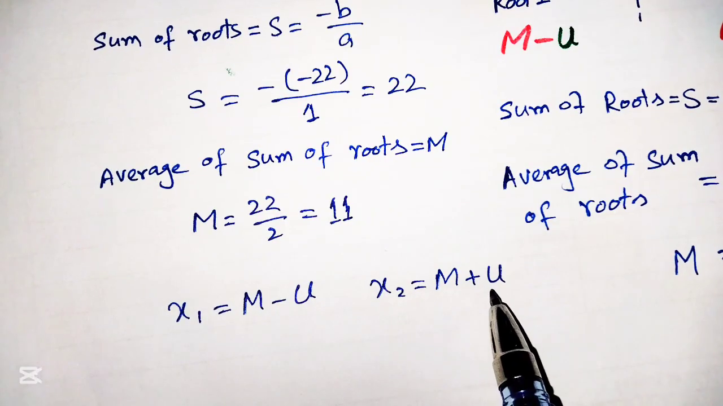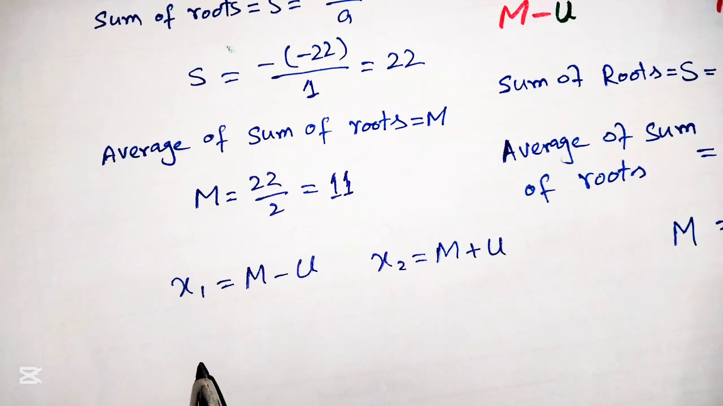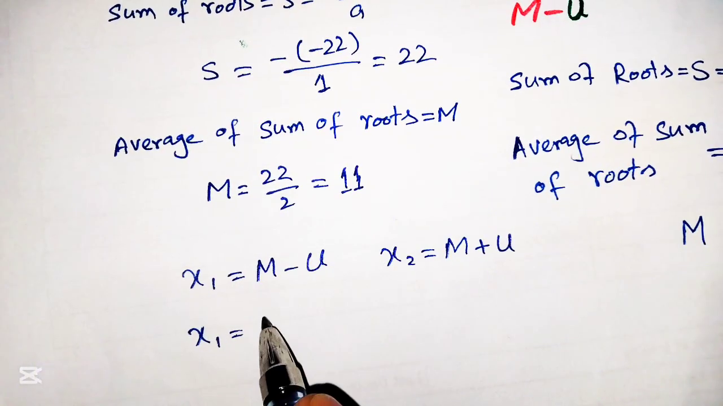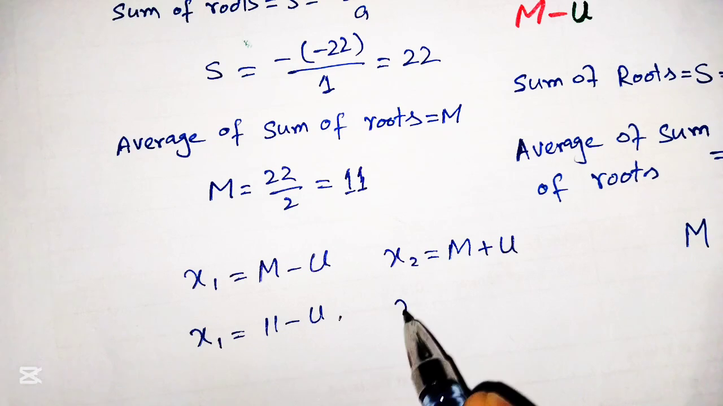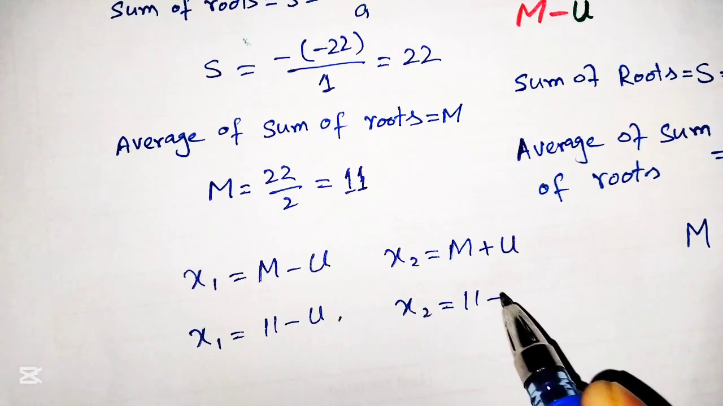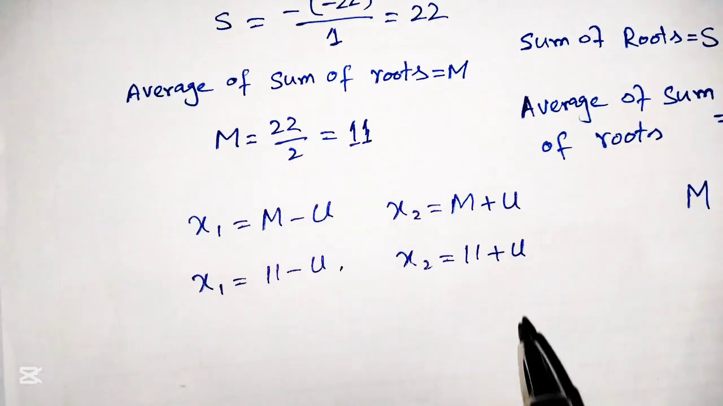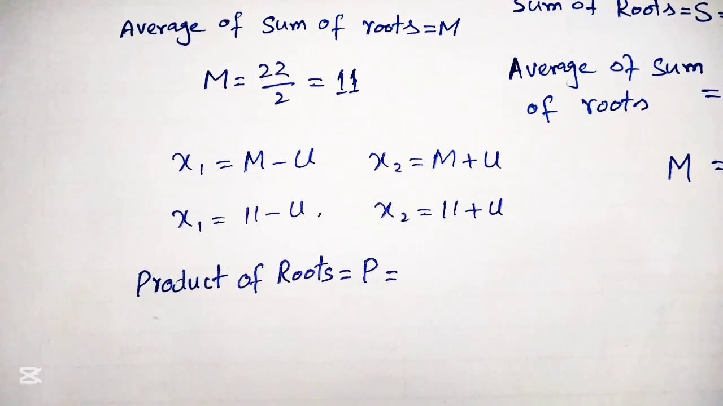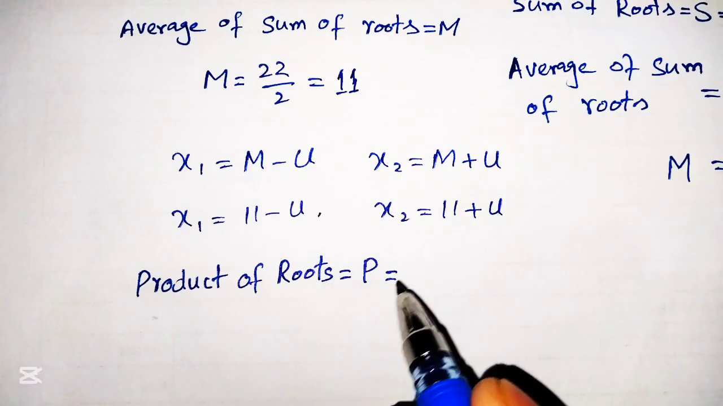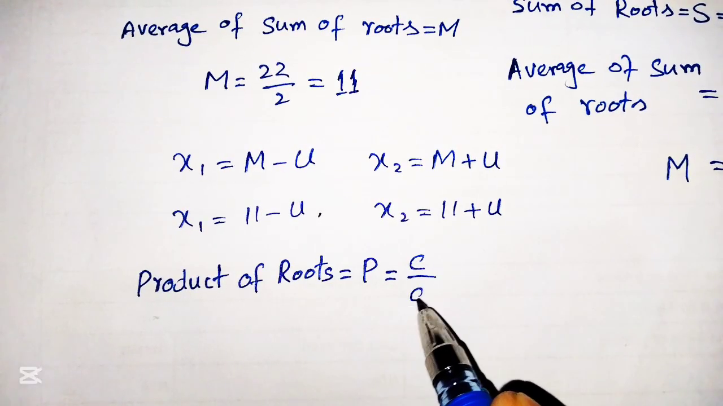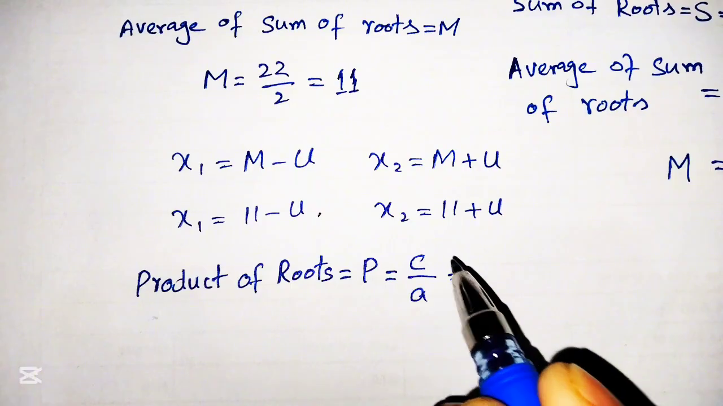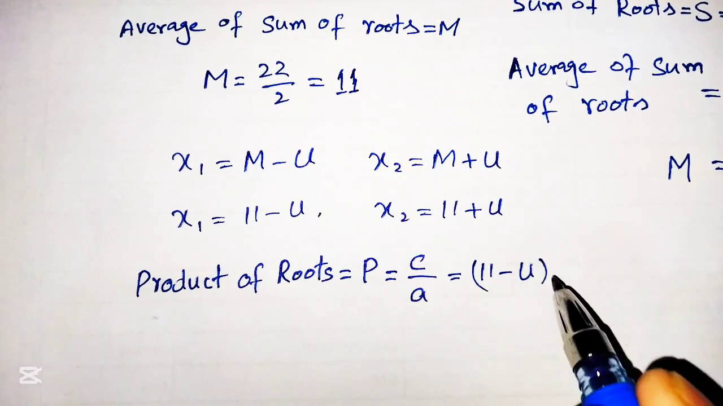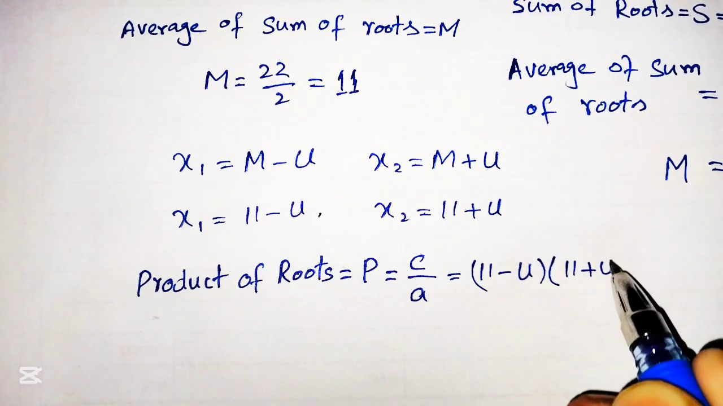Now we will find the value of u from this. So x1 is equal to 11 minus u, and x2 is equal to 11 plus u. Now to find the value of u, we will use the product of roots, which is given as p equal to c over a, and from this we can also write the product of the two roots as 11 minus u times 11 plus u.